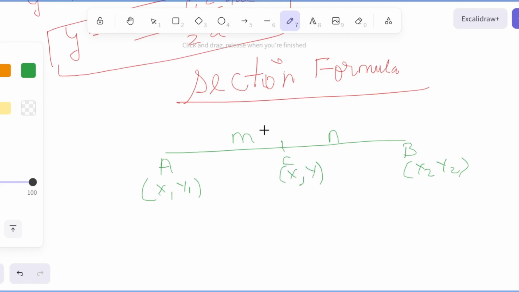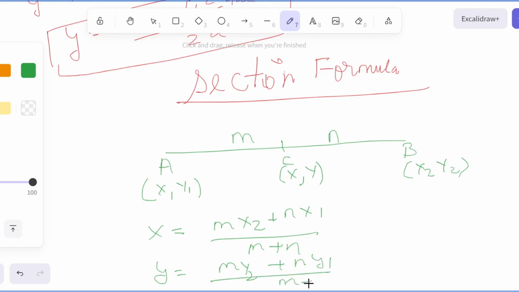The section formula says that you can find the value of x as m times x2 plus n times x1 divided by m plus n. And here y will be equal to m times y2 plus n times y1 upon m plus n. Makes sense, right?